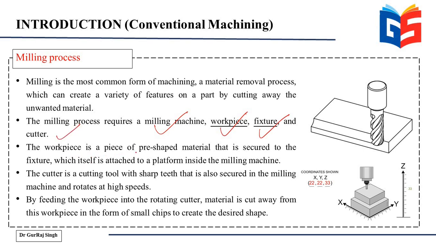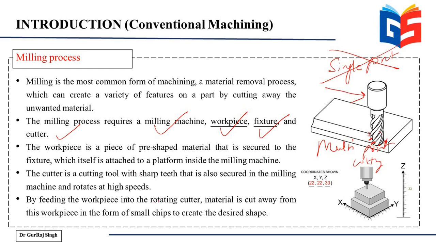And the workpiece is a piece of pre-shaped material that is secured to the fixture and is itself attached to a platform inside the milling machine. And the cutter is a cutting tool with sharp teeth. Now, one more thing, unlike in case of the turning process, this milling cutter is not a single point cutter. It is a multi-point cutting tool. It has multiple points here. You can see it has multiple cutting edges, unlike in case of your lathe machine, which is a single point cutting tool. So this is yet another difference between turning and milling.